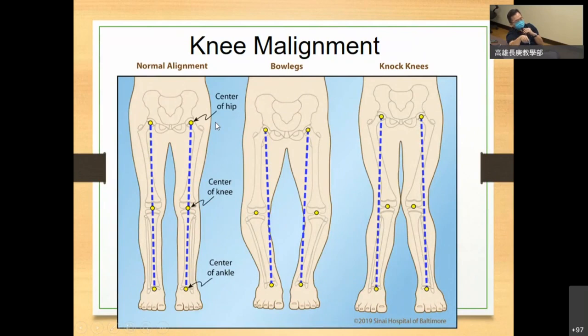If we want to reconstruct the patient to a normal alignment, or treat this patient with surgery like total knee arthroplasty or unicompartmental knee arthroplasty, our main goal is to bring the knee center back to the line again. If the knee joint is medial to the line, we say this is a valgus deformity. You can also call it knock knees, because in these patients the knees sometimes knock together when they walk.